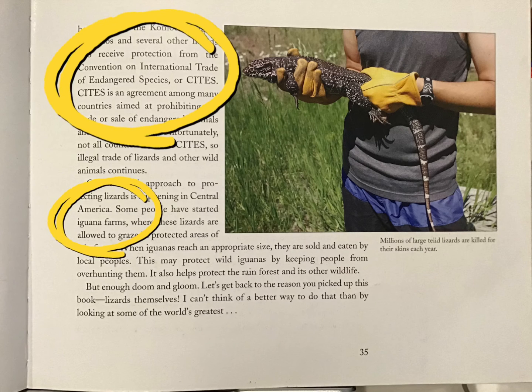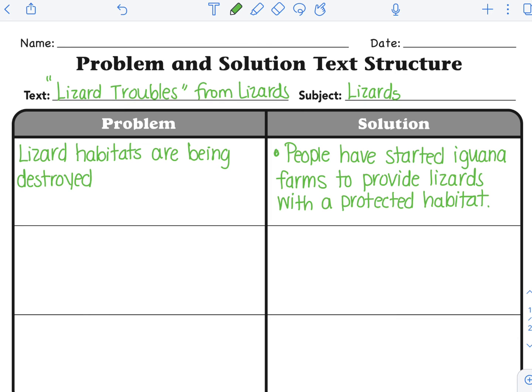It looks like we have two solutions here to our problems. Let's record these. For the first solution, I wrote, people have started iguana farms to provide lizards with a protected habitat. That really helps to identify the problem of lizard habitats being destroyed. It's a great solution. Let's take a look at the next one.